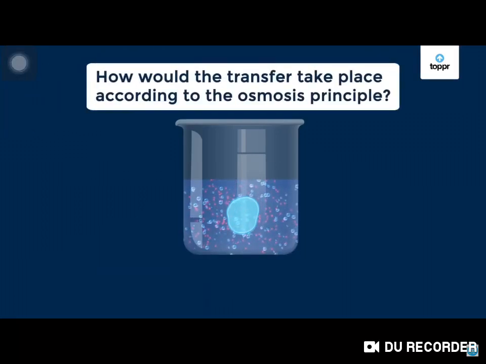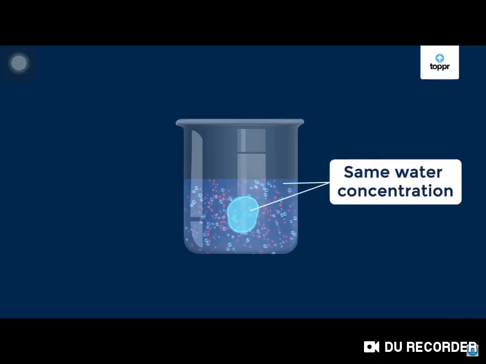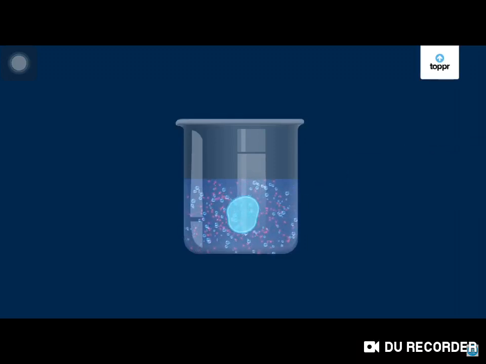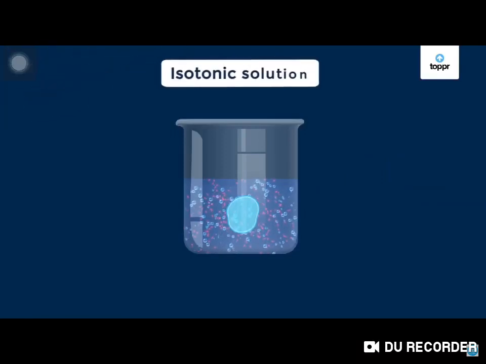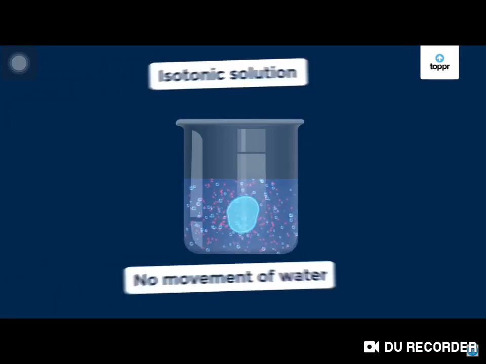How would the transfer take place according to the osmosis principle? Well, there are three possibilities. First possibility is, if the water concentration in the surrounding salt solution is exactly the same as that inside the cell. In such cases, the surrounding salt solution is said to be isotonic. No movement of water will occur in this case.